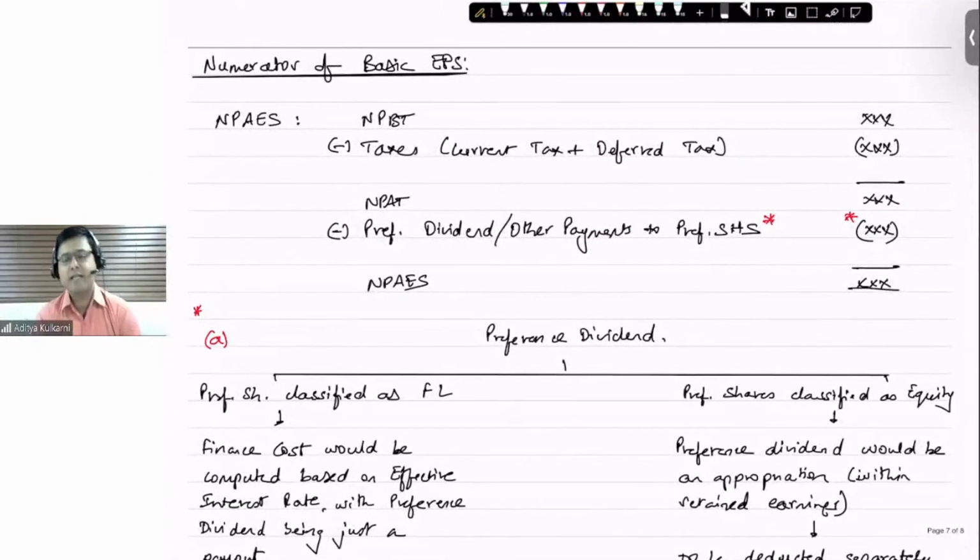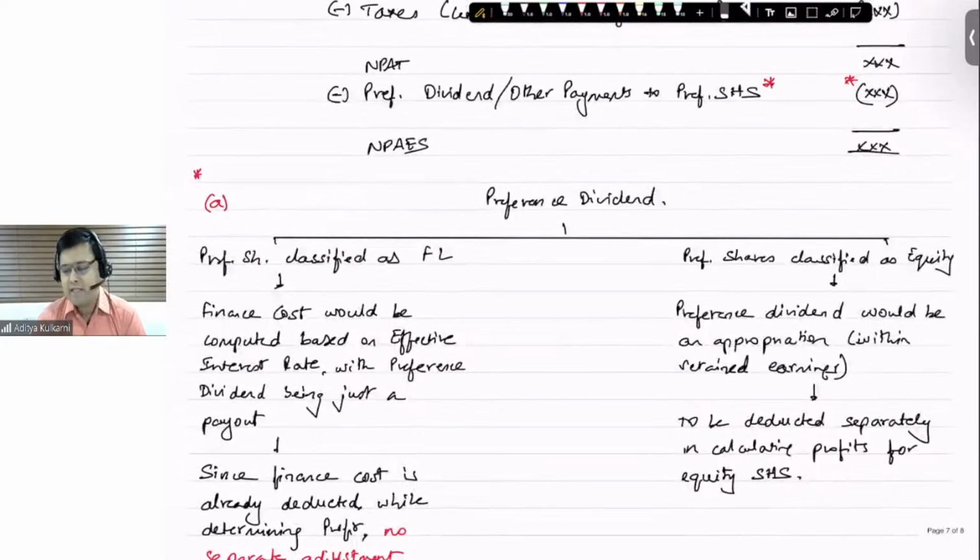So with this, we had ended the previous session, and just before the closure, I think we had discussed the numerator part. The denominator was the weighted average number. The numerator is your net profit attributable to equity shareholders. So we had discussed the issue surrounding preference dividend. Preference shares classified as financial liabilities, the dividend would actually be nothing but the finance cost based on the effective interest rate. So that would already be deducted while I determine my net profit before tax. So no further adjustment was required.